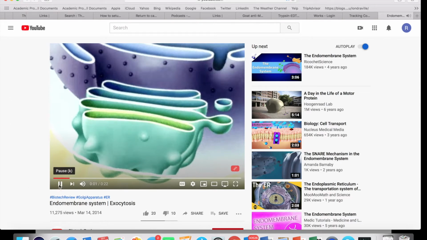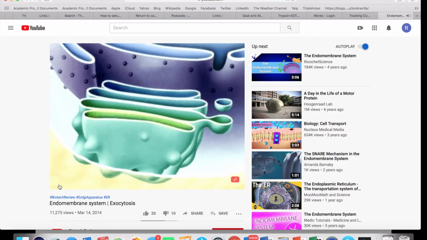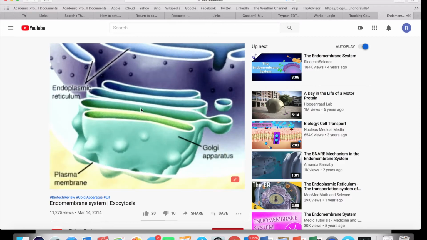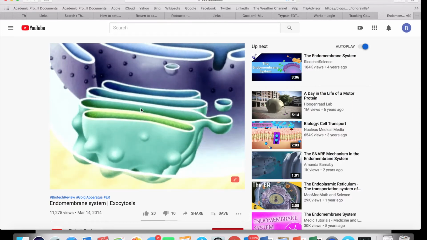The membrane system consists of the endoplasmic reticulum and Golgi apparatuses. Vesicles pass from one part of the endomembrane system to another, and secretory vesicles from the Golgi apparatus merge with the plasma membrane, secreting their contents by exocytosis.